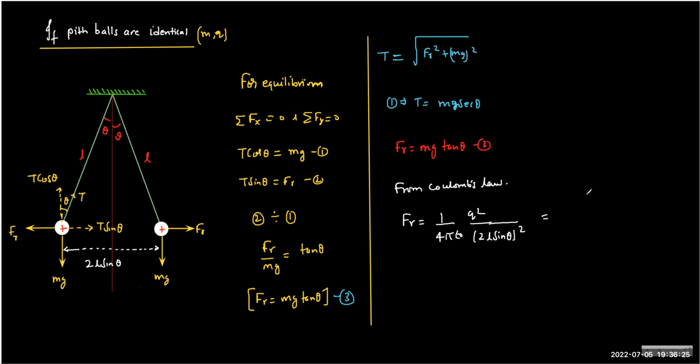And you can see clearly that Coulomb's law itself is giving you the answer, which is q square upon 16 pi epsilon naught L square sin square theta. Let's call this equation 4.